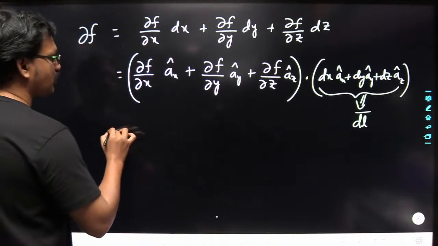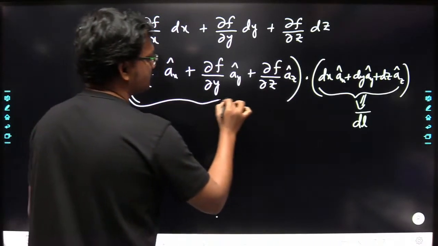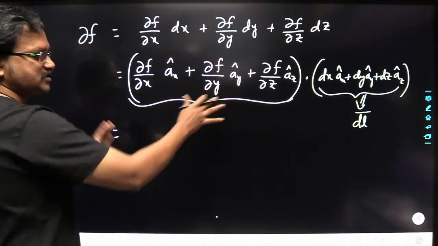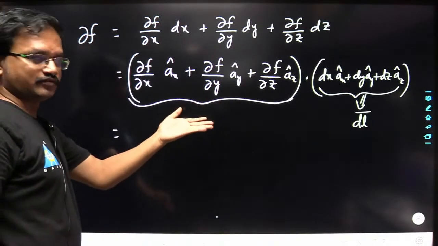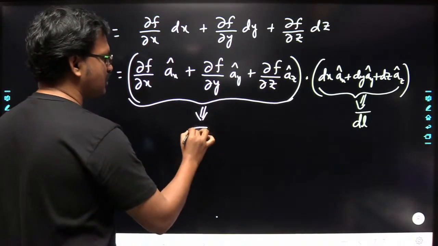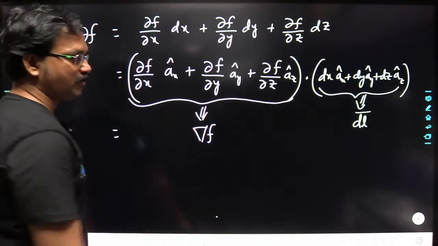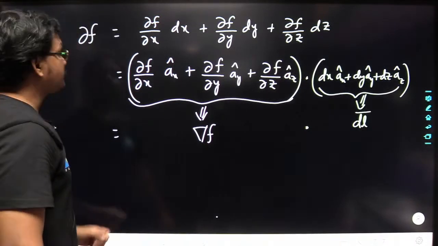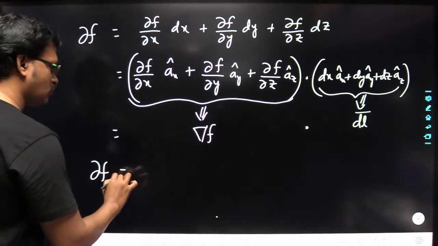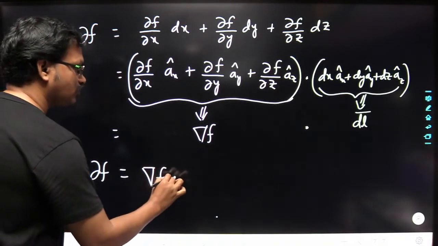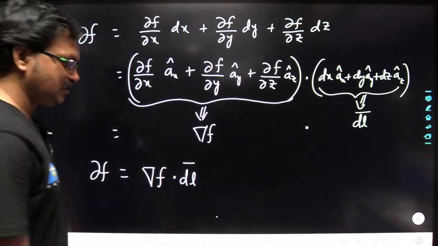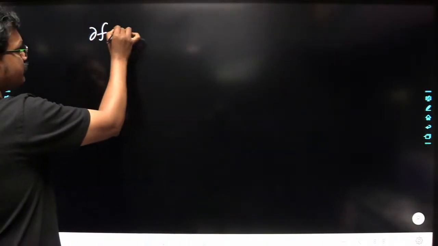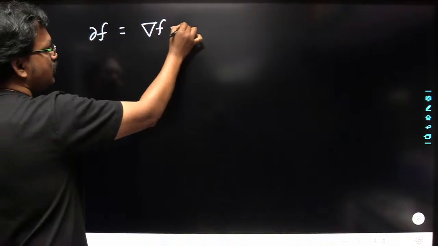So this is equivalent to, now this first term is nothing but the gradient of f. This is the mathematical representation of gradient of f, and here you have a dot product. So that means dou f is equal to gradient of f dot dl bar. We can represent it in this manner. So we got dou f is equal to gradient of f dot dl bar.